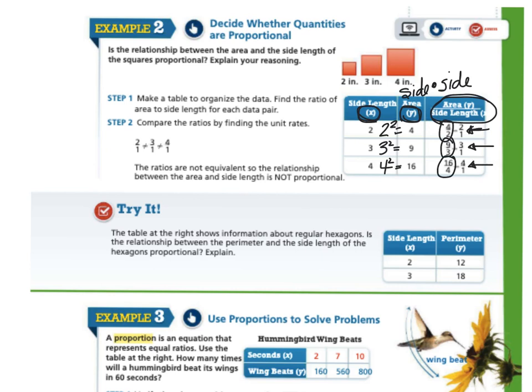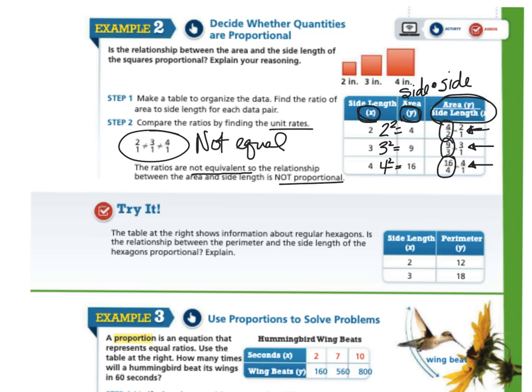And the answer is no. So we compare the ratios by finding those unit rates, or how much out of 1. And when we compare those unit rates, we see that they are not equal. And because those ratios are not equivalent, the relationship between the area and side lengths is not proportional.